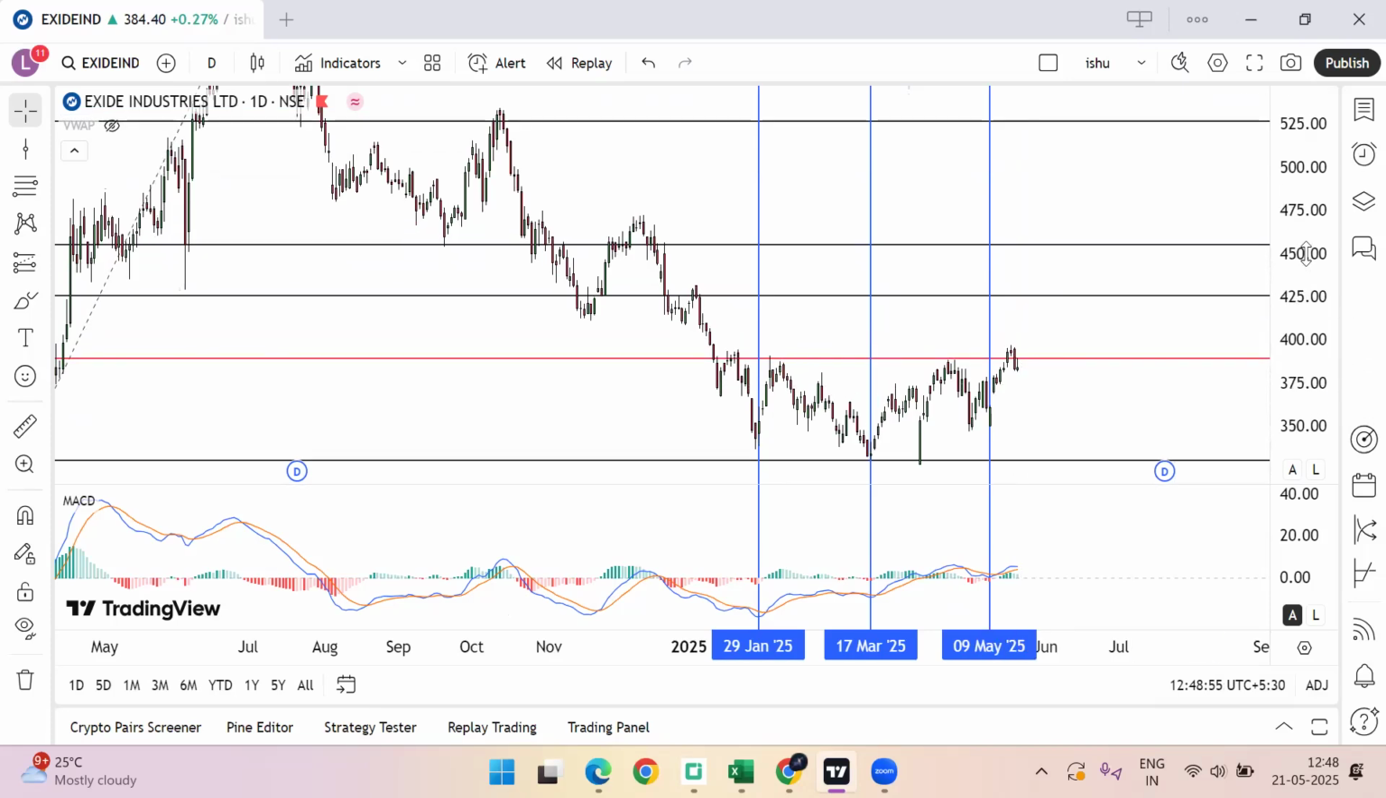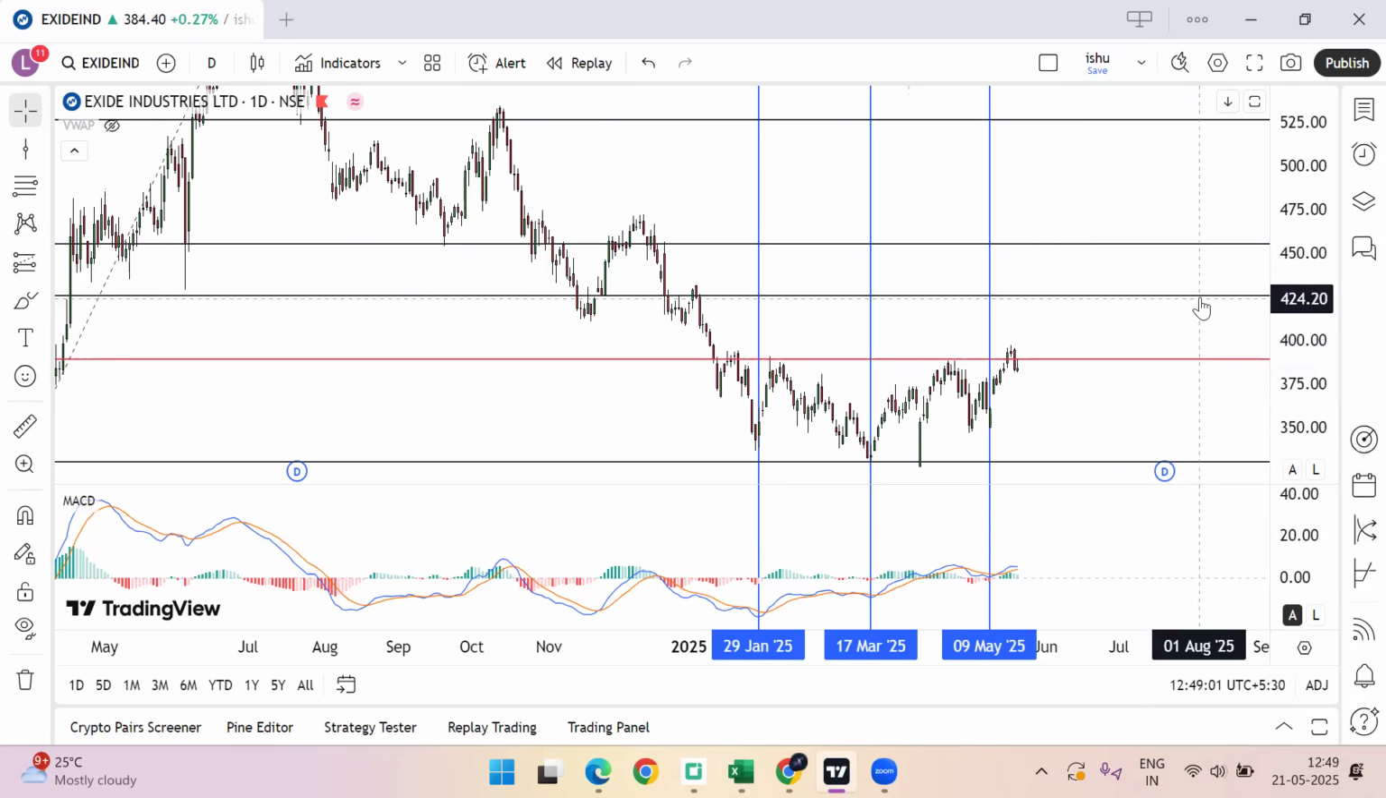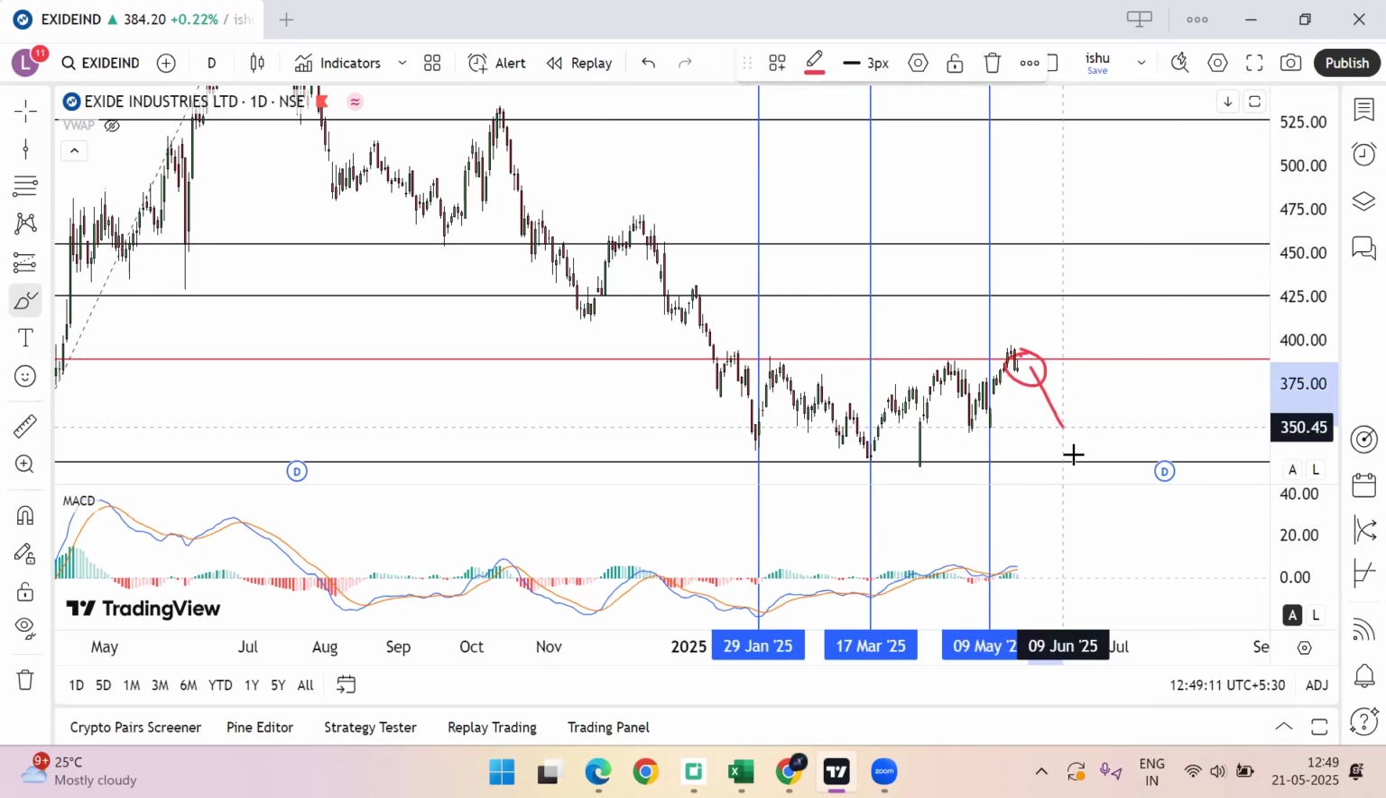So my expectation is that if 392 gets broken, then the stock can move up to 425 or 450 levels. But in case the market doesn't break this level, it can also come down.